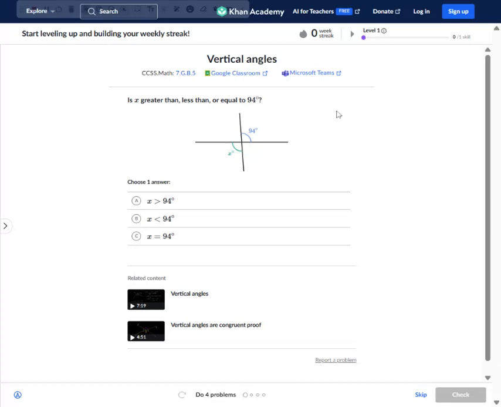All right, this is our 2.2 Khan Academy homework assignment for vertical angles. We're going to go over what's going on for this topic.